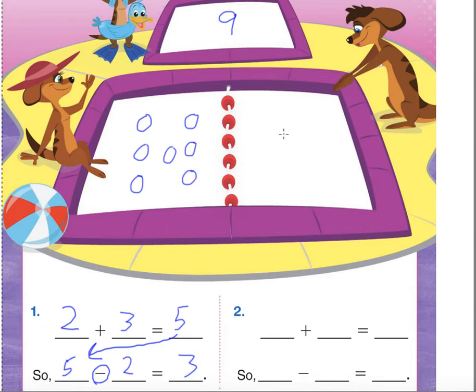And what's our other missing part? Well, we can count on and figure this out because we learned this weeks ago. Ready? Count on from 7. So 7, 8, and 9. So our missing part was 2.